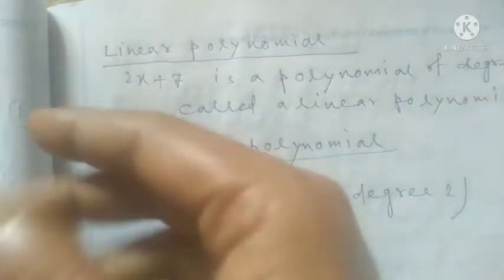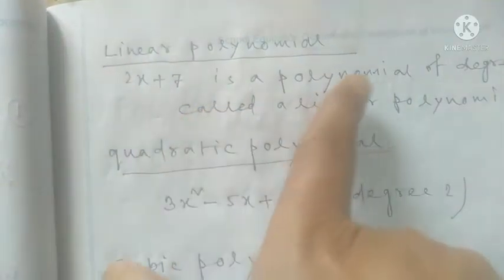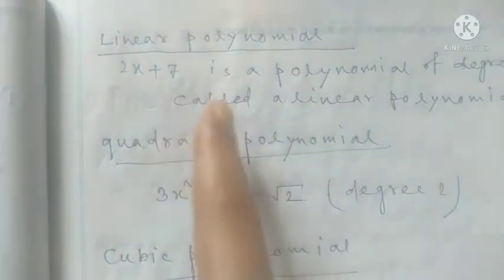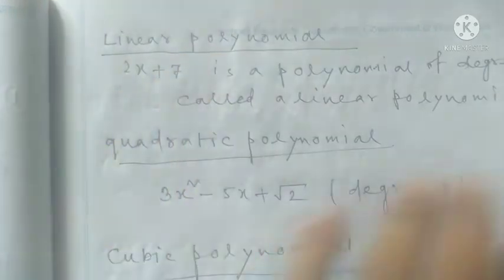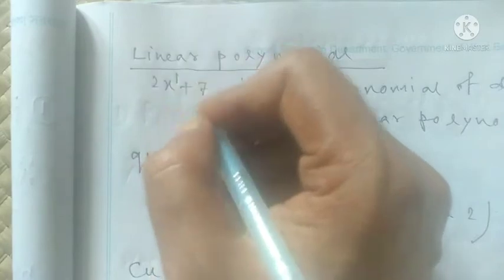Linear means if the polynomial has degree 1, then that 1 degree polynomial you can call a linear polynomial. This is a polynomial of degree 1, that's why this is a linear polynomial. Okay, a 1 degree algebraic expression you can call a linear polynomial, because the highest power is 1. There is no visible power, but you can write it this way, here is 1. So this is the 1 degree polynomial, and you can say this is the linear polynomial.